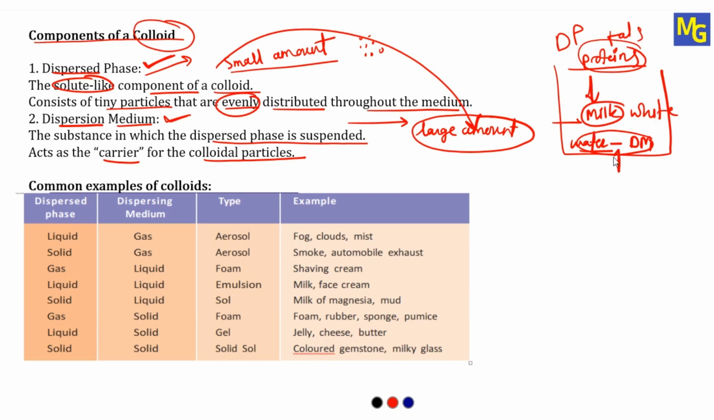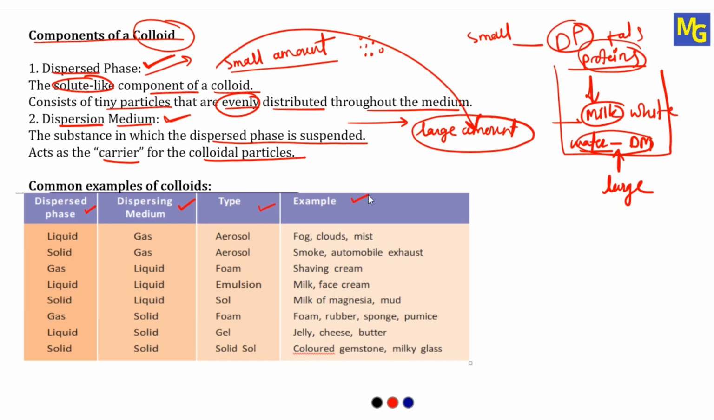So the medium will be in large amount and the dispersed phase will be in small amount. This is the main important thing which you have to remember. If you know this basic thing, then we can write the dispersed phase and dispersion medium for any example. So here are some of the common examples which I have taken from your NCERT book itself. See in this table, the first column is the dispersed phase, which is present in small amount. Second is the dispersion medium, which is in large amount.